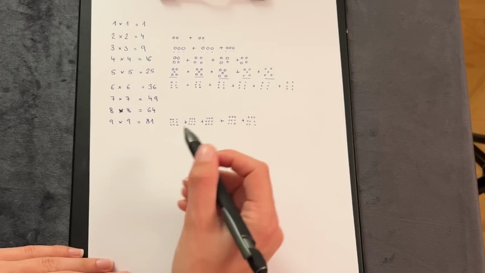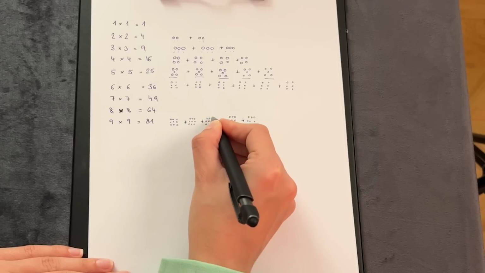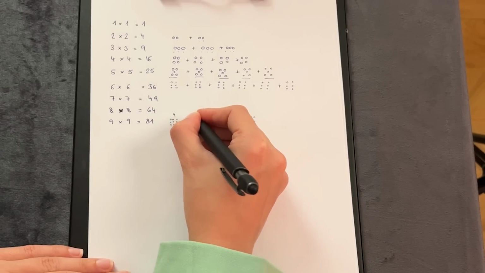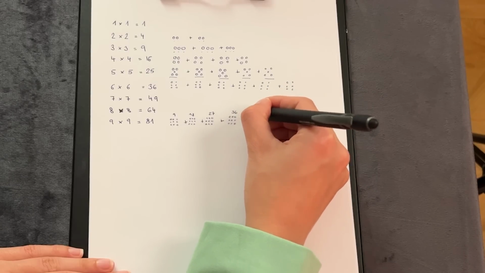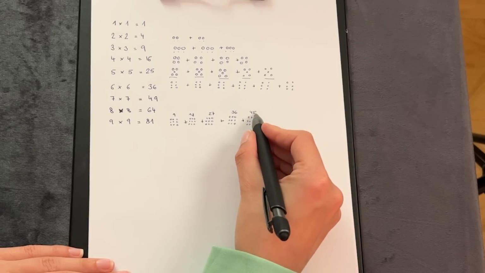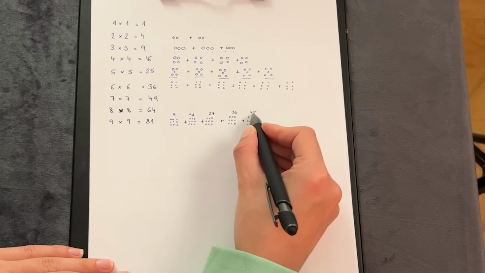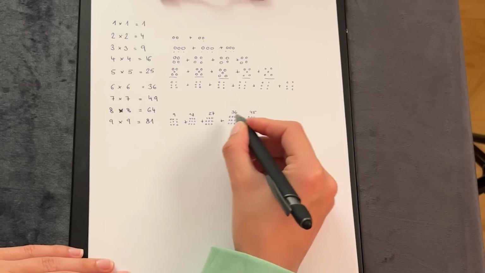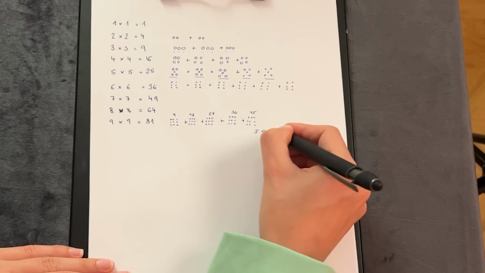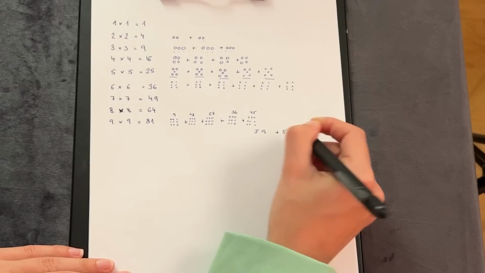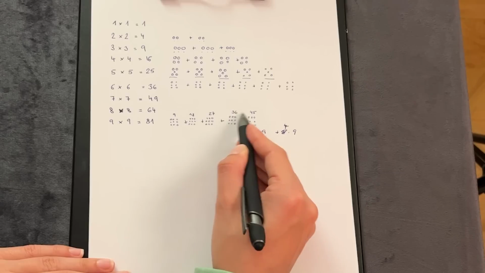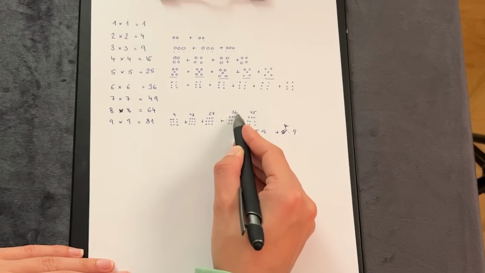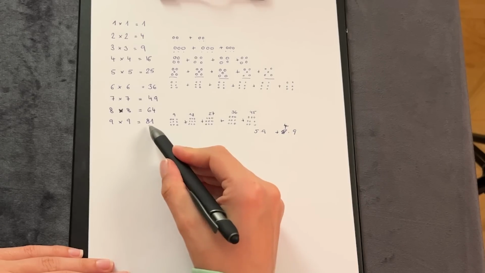We have 9, 9, 18, 9, 18, 27, 36, 45. Basically it's 45 plus 36 if you want to do it more easily, because this is like 5 times 9, and this is plus 4 times 9, which is this plus this. 30 plus 40 is 70, and 5 plus 6 is 11, so it's 70 plus 11, which is 81.